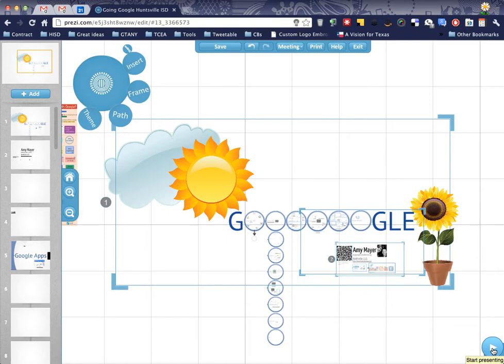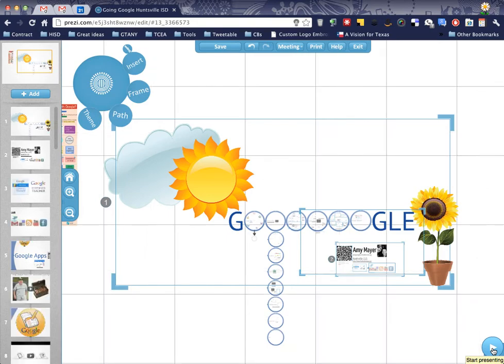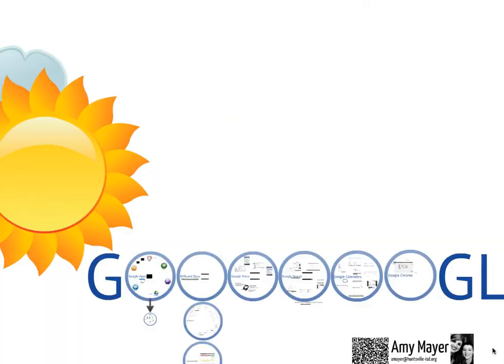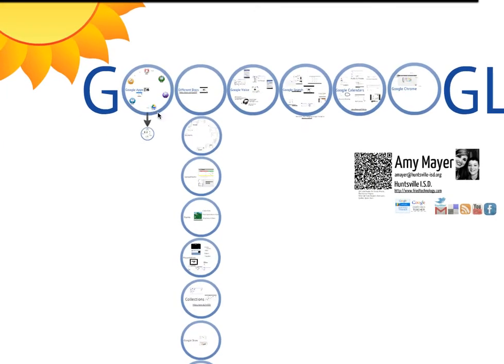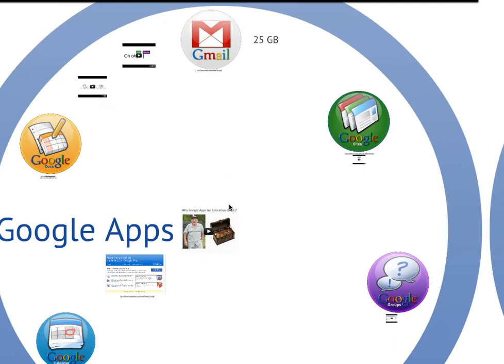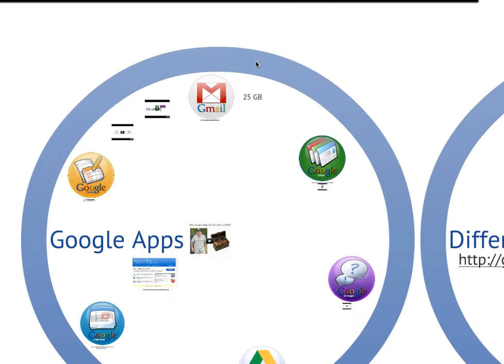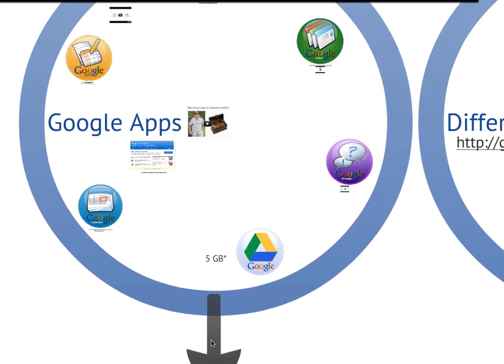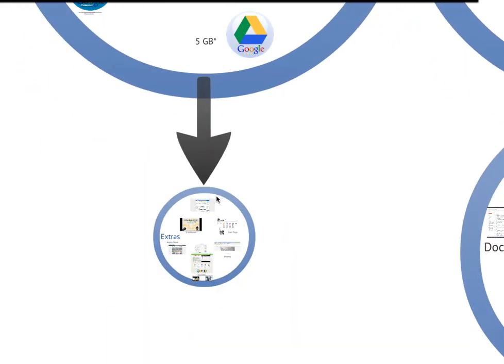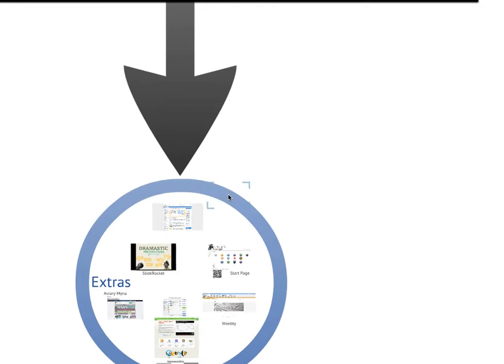I like the aspect that in Prezi you can save a copy of it and you can change the path and you can use it for a lot of different things. So I'm going to just show you how this one looks here. You can see in this circle right here, which is a Prezi frame, I have all the different default applications of Google Apps, and then I used an arrow down here at the bottom and then another frame, smaller, to highlight some of the extra features.